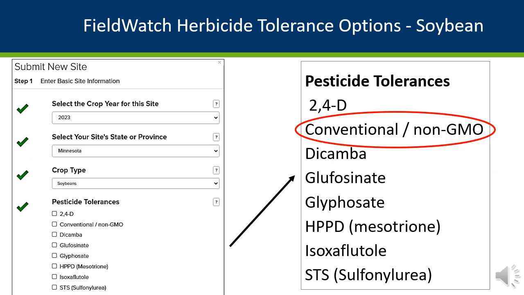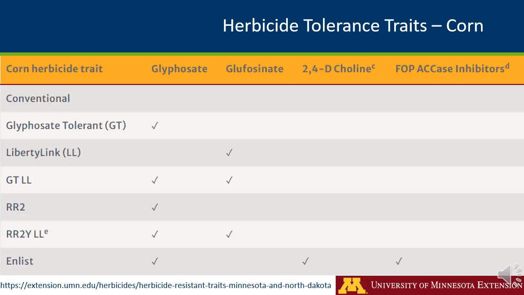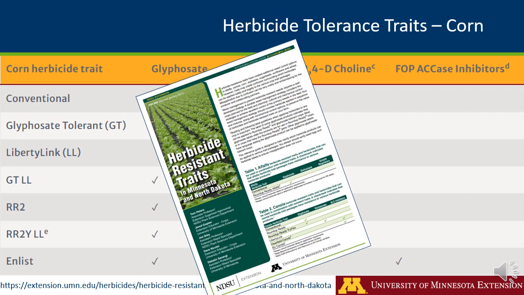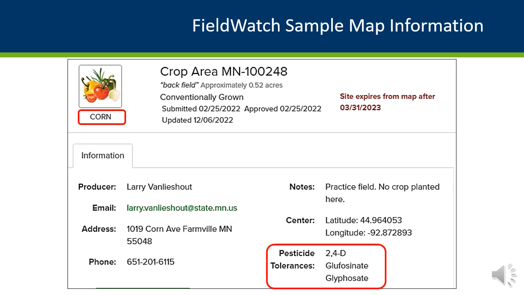Here are the herbicide tolerance options for soybeans. Choose all active ingredients or herbicide sites of action that apply. Again, there's an option for conventional varieties. If you're familiar with crop herbicide trait names rather than active ingredients, the University of Minnesota Extension has a thorough review of herbicide-tolerant traits for Minnesota crops on their website. This information is also listed in the Minnesota North Dakota State Bulletin, which is available in the back of the room. So now, selecting a given pin for corn or soybeans brings up information about the crop in that area and its herbicide tolerance.